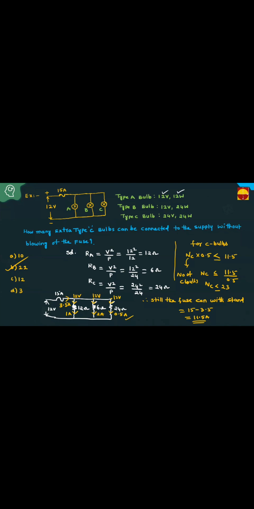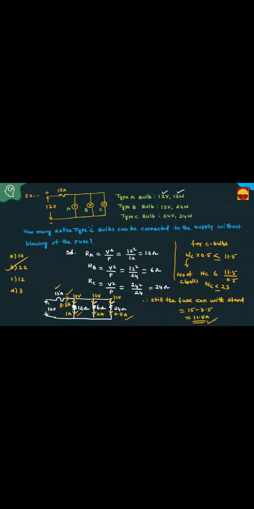Do you understand the question, friends? Here, type A, type B, type C: 3 bulbs are connected in parallel. Type A bulb is carrying 1 ampere, this voltage by this resistance, and likewise for the others. The fuse rating is not the input current; 15 ampere is the fuse rating. All these 3 bulbs are drawing 3.5 amperes, but the fuse can withstand 15 amperes. It is drawing only 3.5, so still how much current can it withstand?